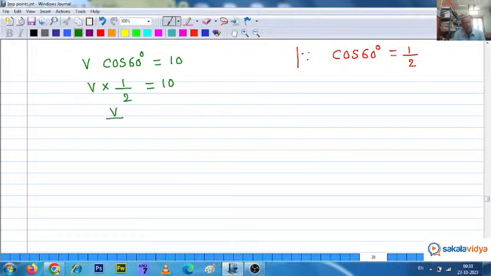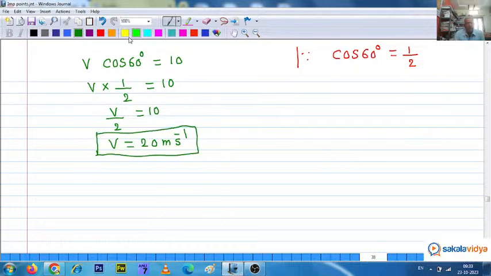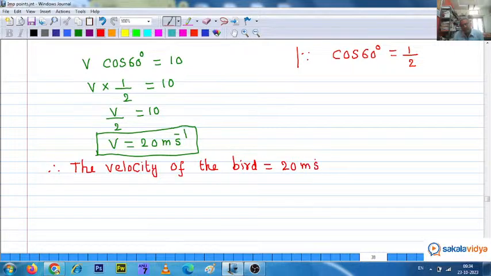This is v upon 2 is equal to 10. Cross multiplication takes place. If you cross multiply, v is equal to 2 into 10, 20. So that means 20 meter per second. This is the velocity of the bird. So therefore, the velocity of the bird is equal to 20 meter per second.